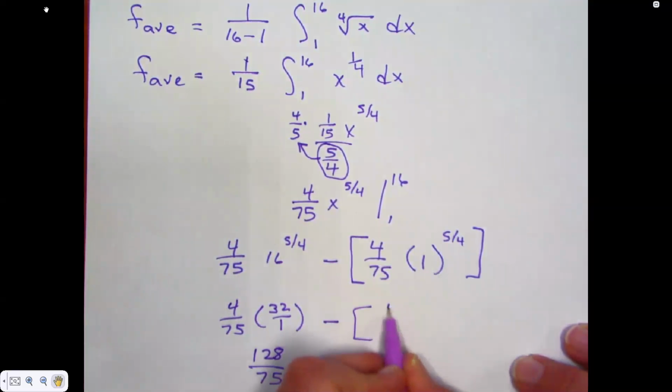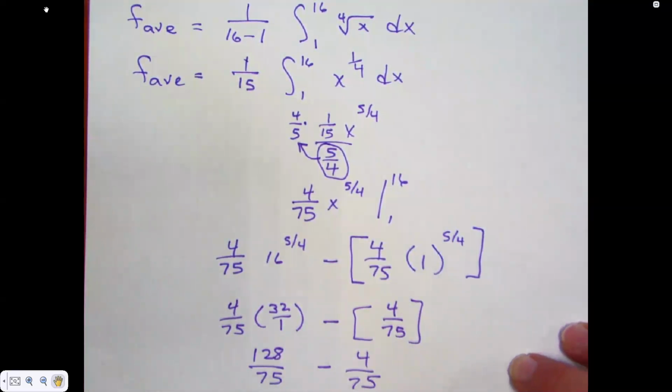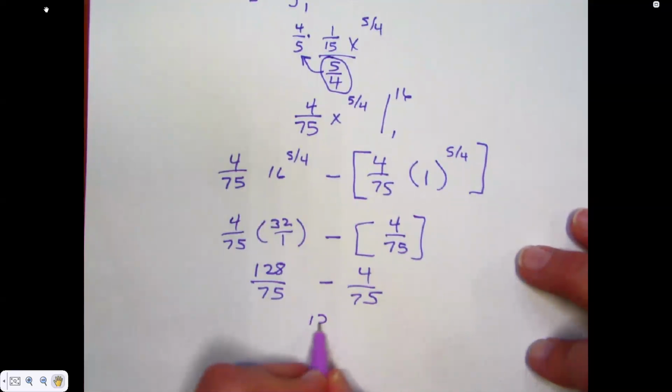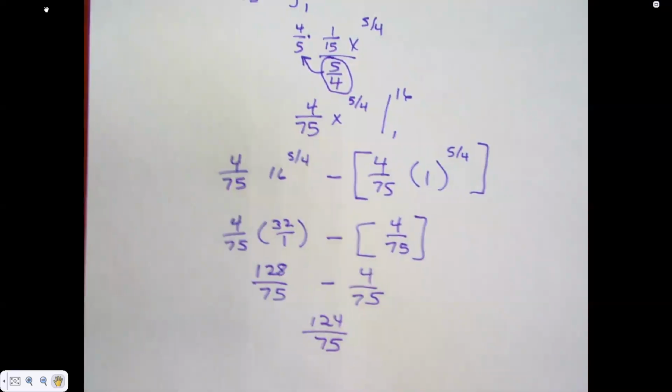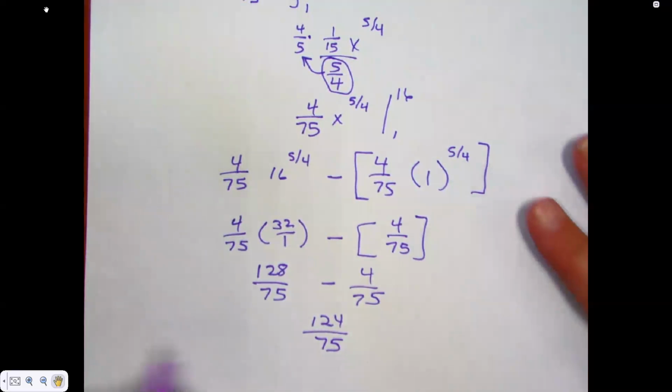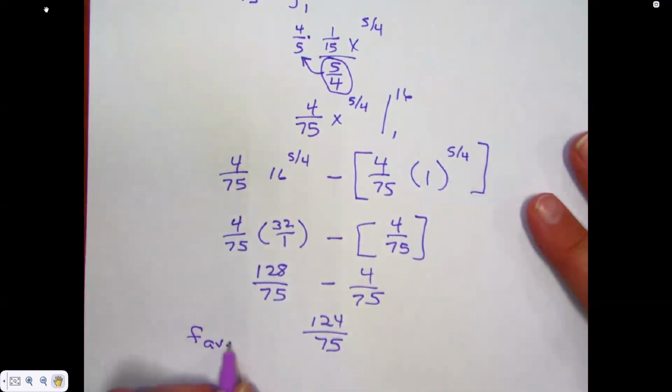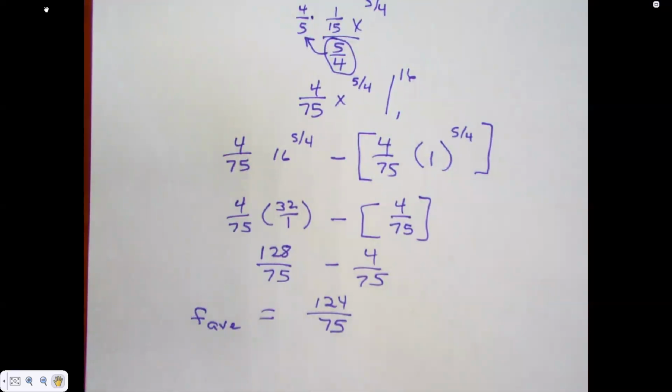So this then is just 4 over 75. And then just make sure that you subtract. That's not bad. So what do we get? 124 over 75. And I don't think that reduces. What is that answer, though? That is the height of that rectangle. That's the height of the function average. We call it the function average.